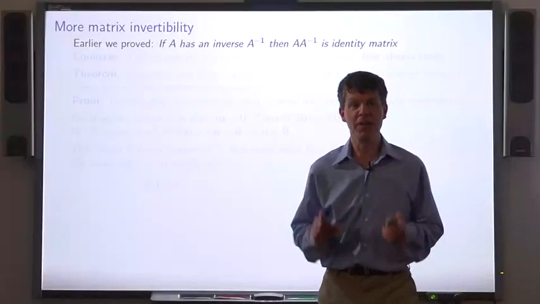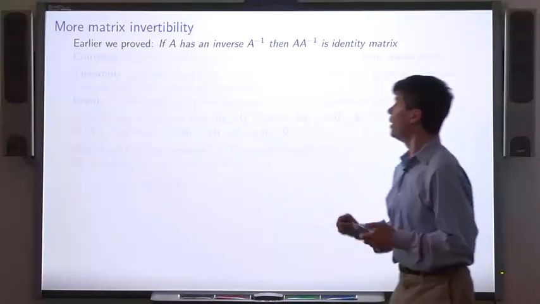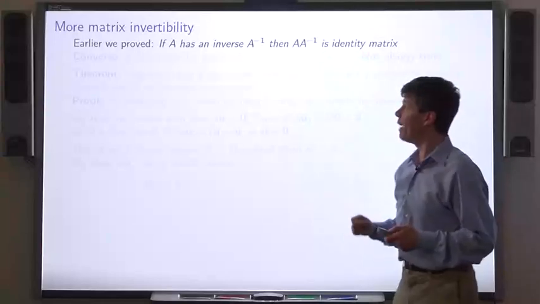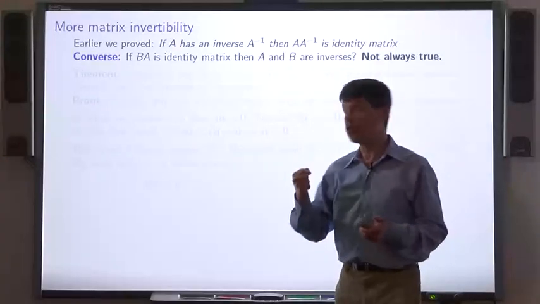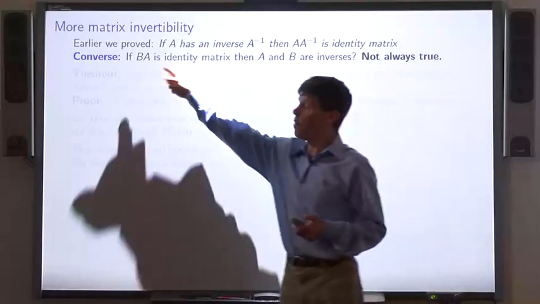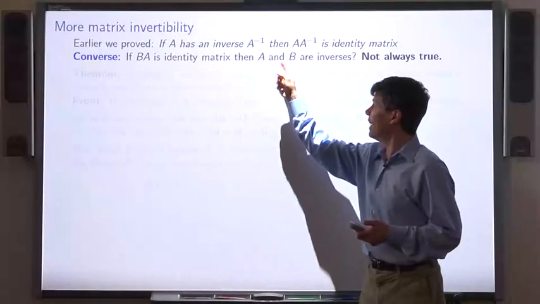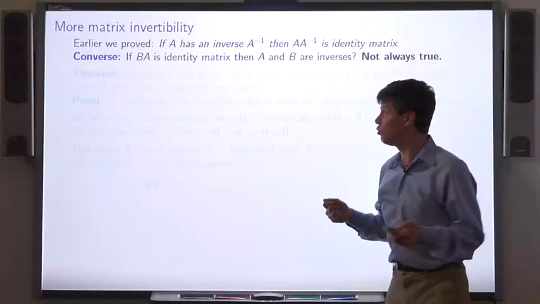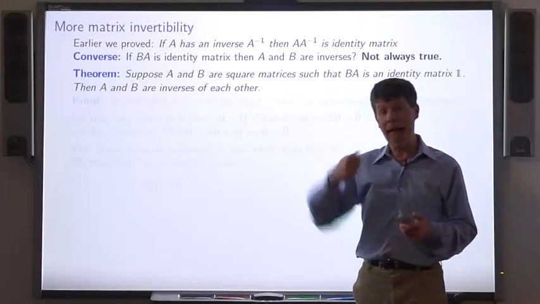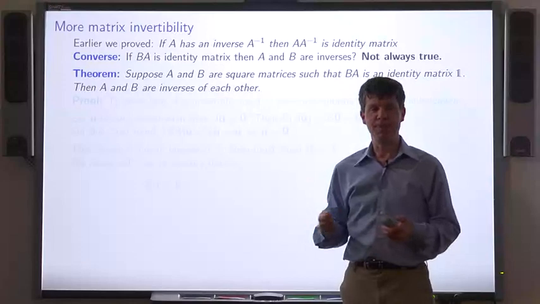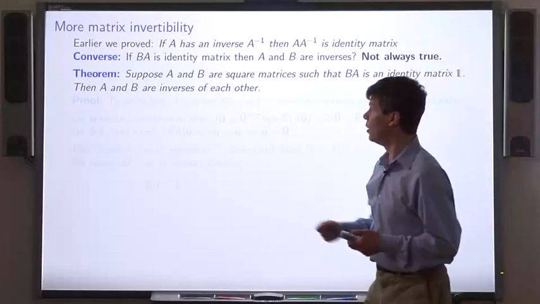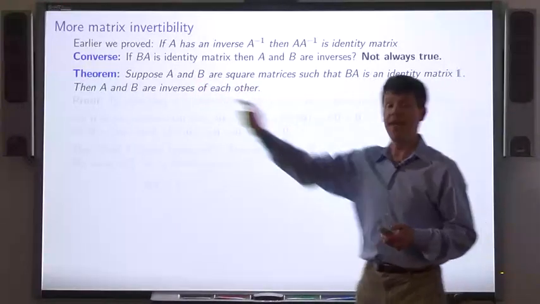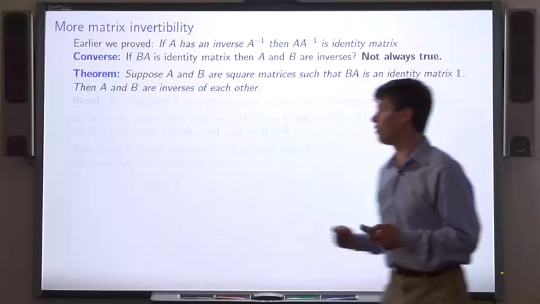Let's see what else we can learn about matrix invertibility. Earlier, we proved that if A has an inverse, then the product of A with its inverse is an identity matrix. And we might be tempted to conjecture the converse. That is, if B times A is an identity matrix, then A and B must be inverses. Well, that doesn't turn out to be true. But if we add an additional condition, it is true. And that condition is that the matrices have to be square. So suppose A and B are square matrices such that B times A is an identity matrix. Then A and B are inverses of each other.